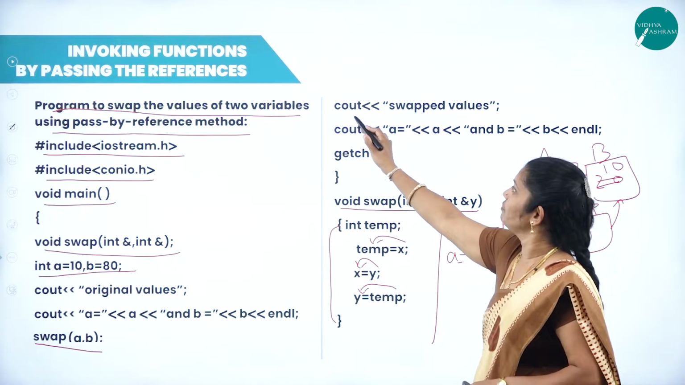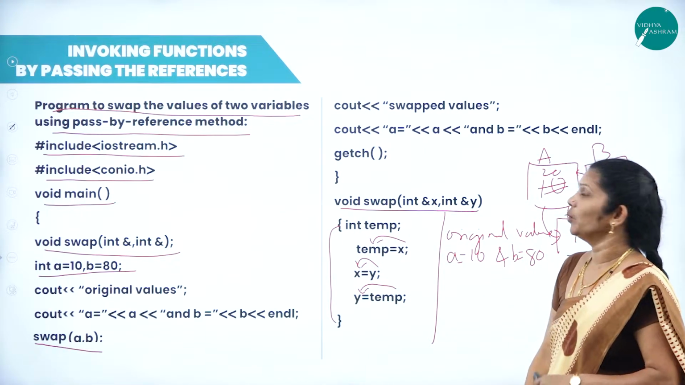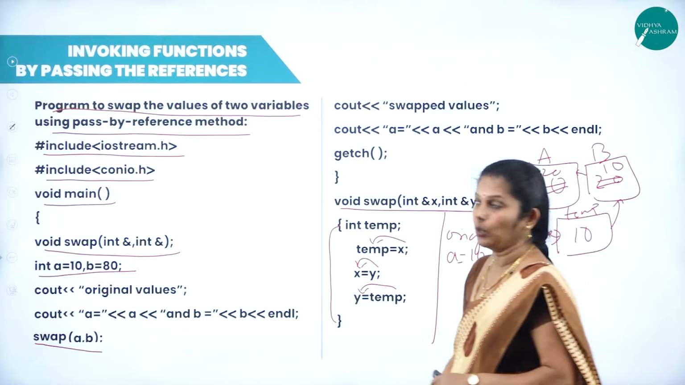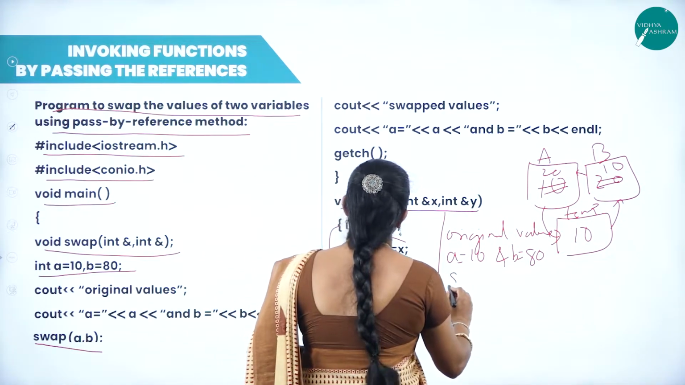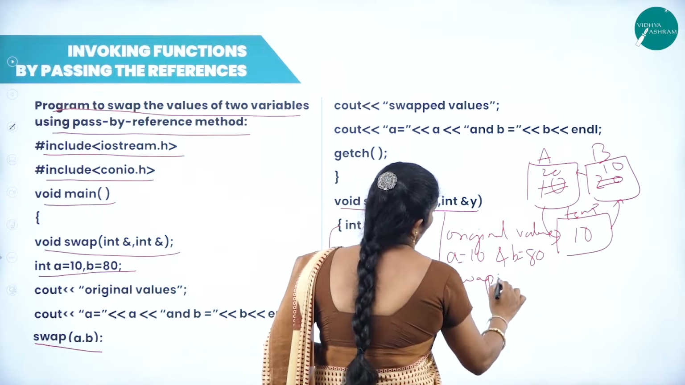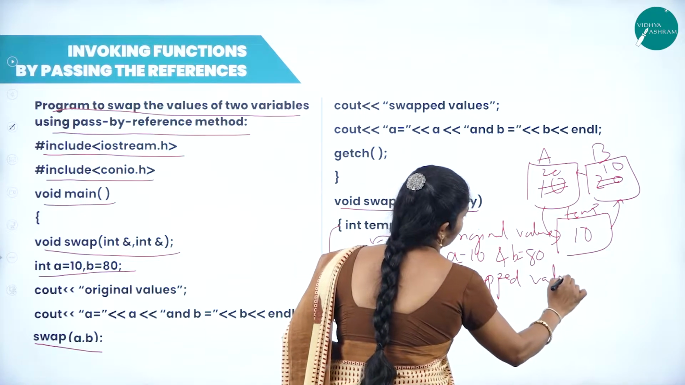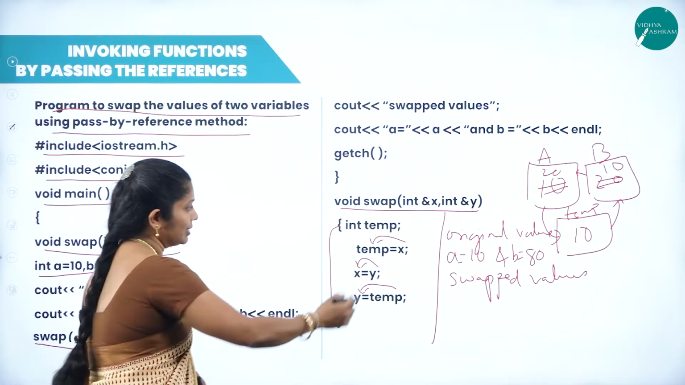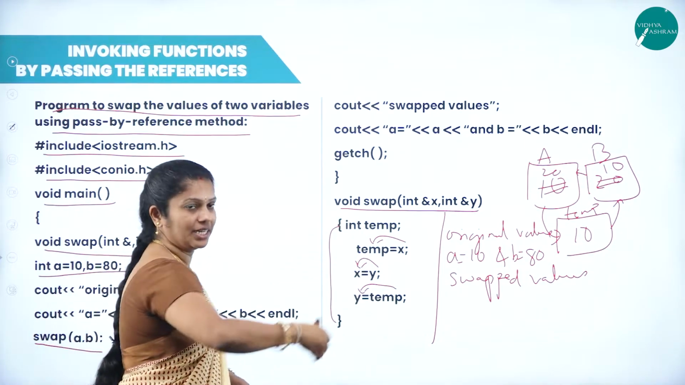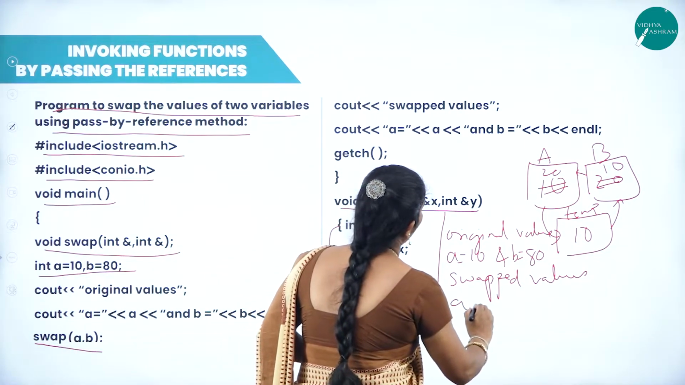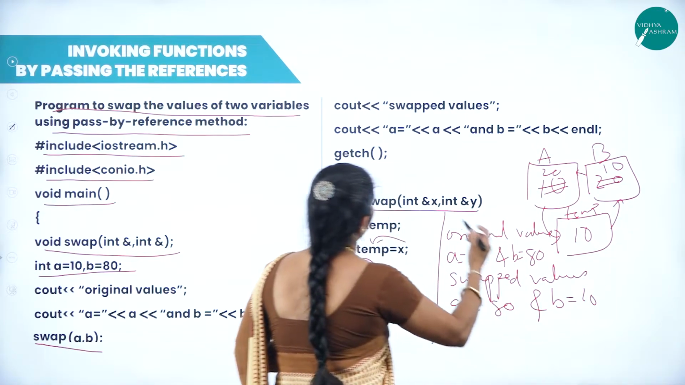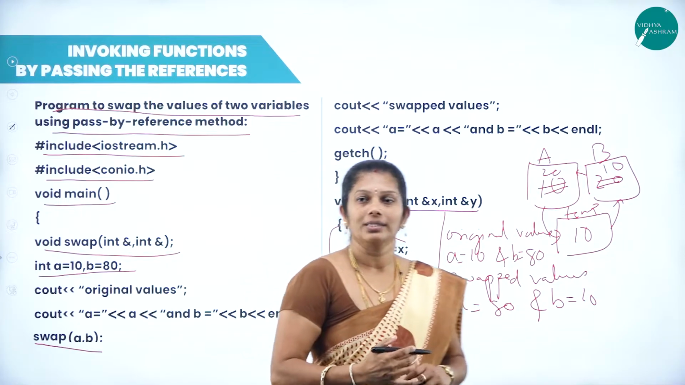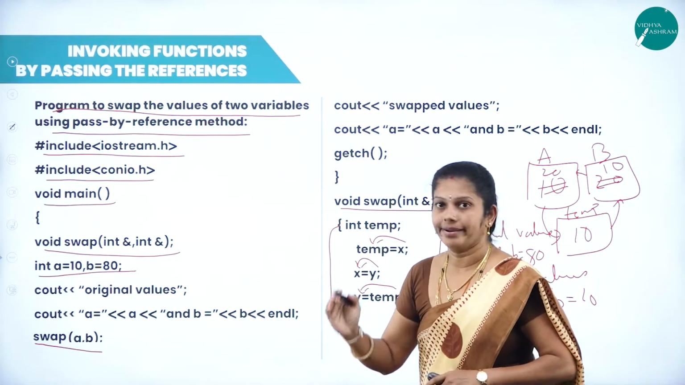Then once again, we display the swapped values. What will be the swapped values? On the output screen, we want to display the swapped values. In this case, the values are interchanged. Now, what will be the A value? A value will be 80 and B value will be 10. Like this, the program will work, that is, by call by reference.